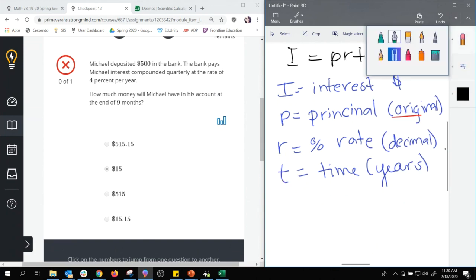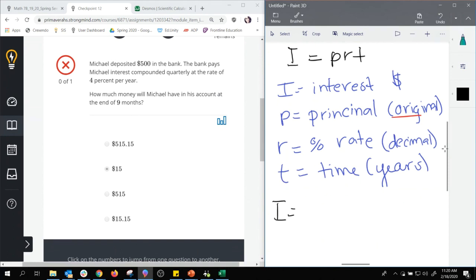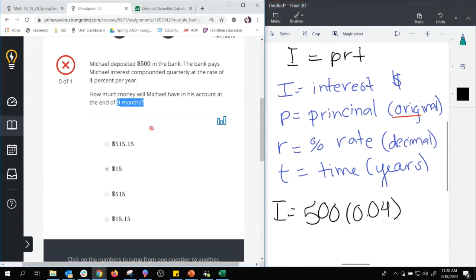All right, so Natalie says 500 is our P. That's our principal. That's correct. Now, remember, for my interest rate, which is 4%, that needs to go to a decimal. So don't forget R needs to go to a decimal, which would be 0.04. And again, they give us 9 months, but if we remember from the last problem, we could do 9 over 12, or 0.75.